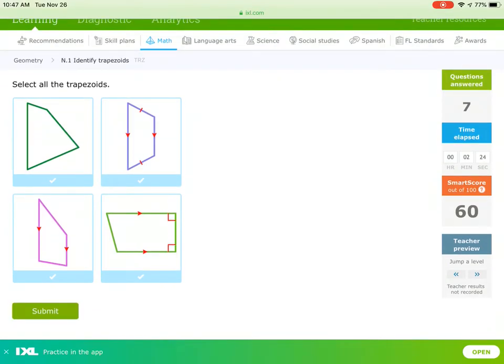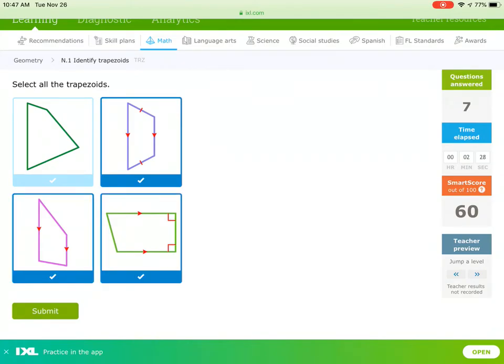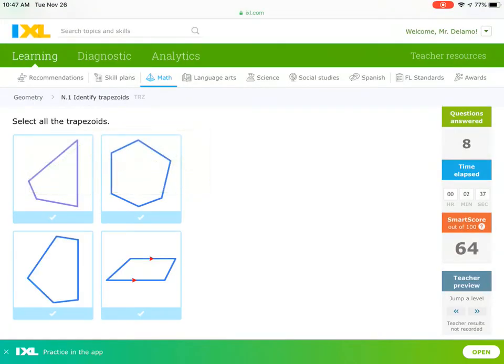In this case, the top right, the bottom right, and the bottom left are all trapezoids. The one on the top left is not a trapezoid because it doesn't have any pair of parallel sides. Okay, and I think that's enough for this section. Let's go to N2.